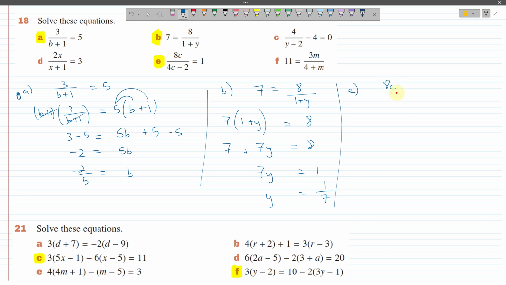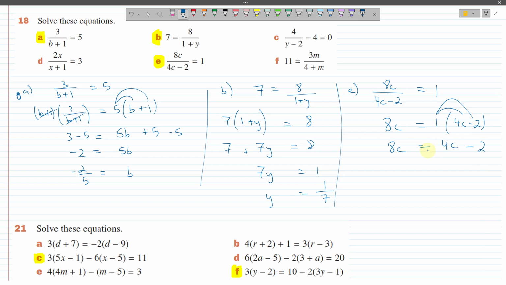Anyway, we have 8c all over 4c minus 2 equals 1. Multiply every term on both sides by 4c minus 2. Now the 4c minus 2 will cancel out, leaving just 8c. And over here I'll have 1 open bracket 4c minus 2. Once again, don't skip that working out. So I have 8c is equal to, expanding this, 1 times 4c is just 4c, 1 times negative 2 is minus 2.